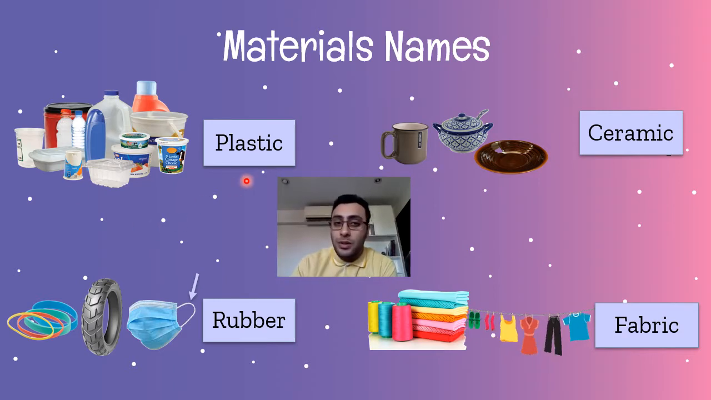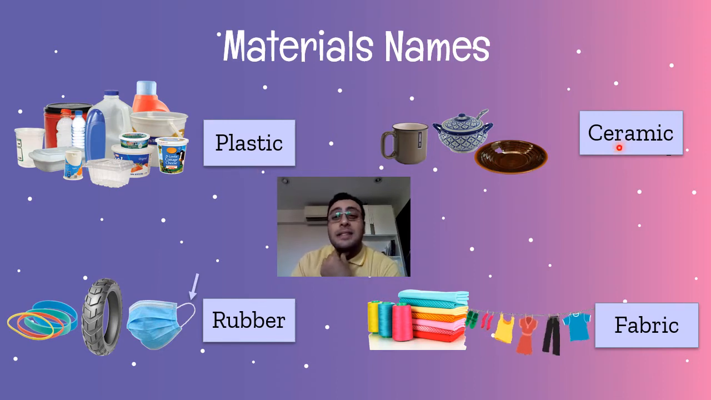First material we learned was plastic. Do you remember plastic? Like a bottle of water is made of plastic, a plastic plate, your yogurt plate, all of these are made of plastic.